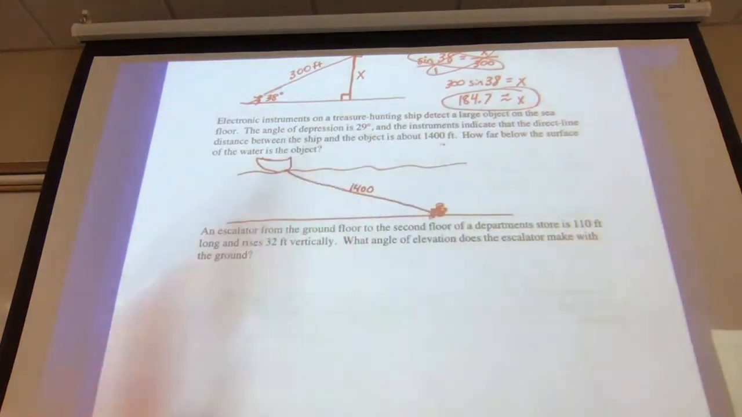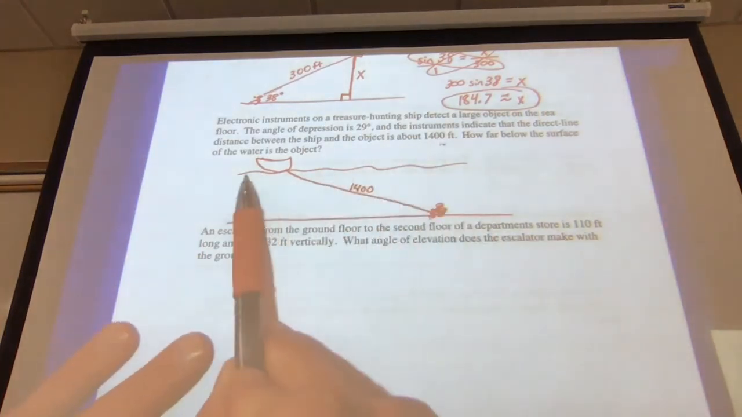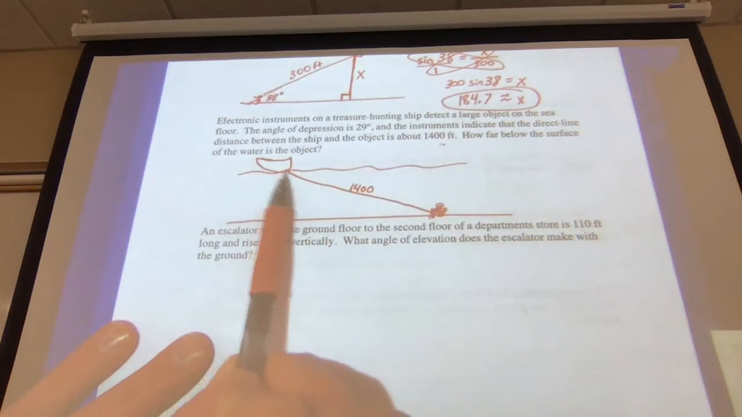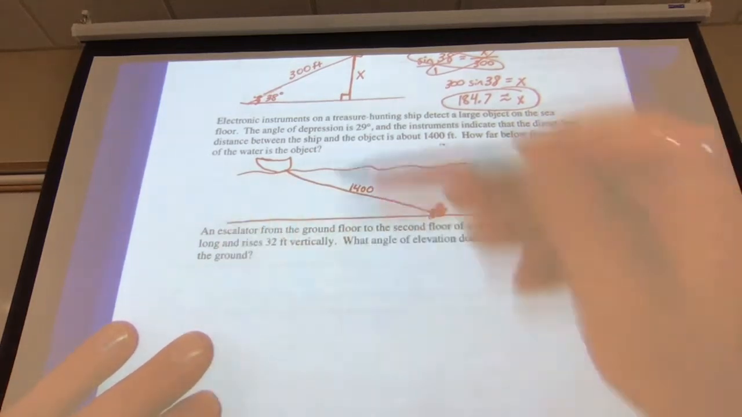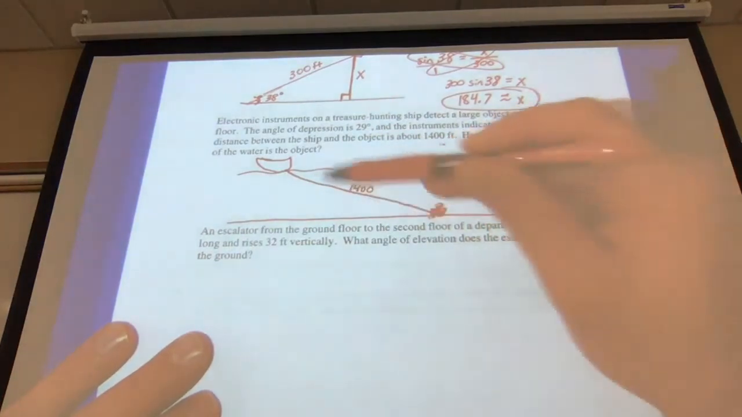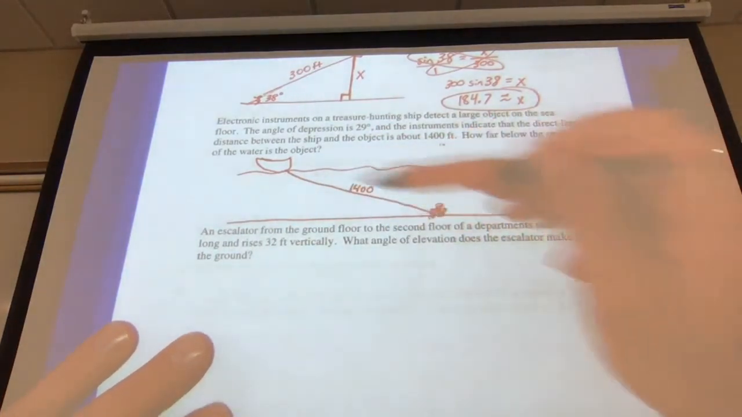And it says the angle of depression is 29 degrees. Now, we have to pick which one's the angle of depression. You've got the water surface up here and a line going down. You've got the bed of the sea with a line going up. Which of these two angles is going to be the angle of depression? The one on the bottom or the one on the top?